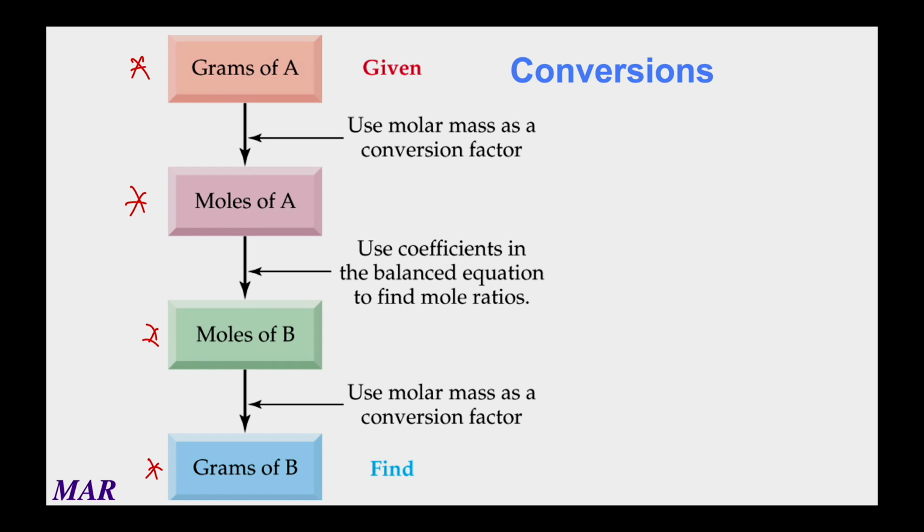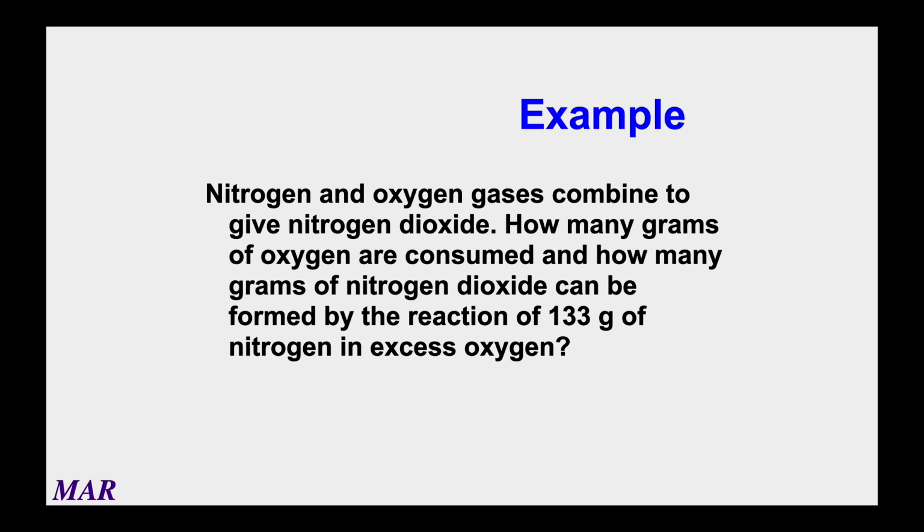So notice in the grams, moles, grams dance here, grams to moles, the first part, that's molar mass, and moles to grams is also molar mass. The first time, grams of A to moles of A, we'll be dividing, but when we go moles of B to grams of B, we'll be multiplying by the molar mass. And the middle part, the moles to moles, that's going to come from the balanced equation. So let's use an example to see how this works out.